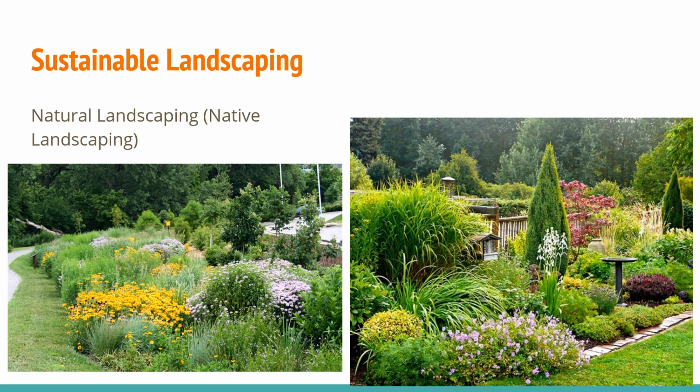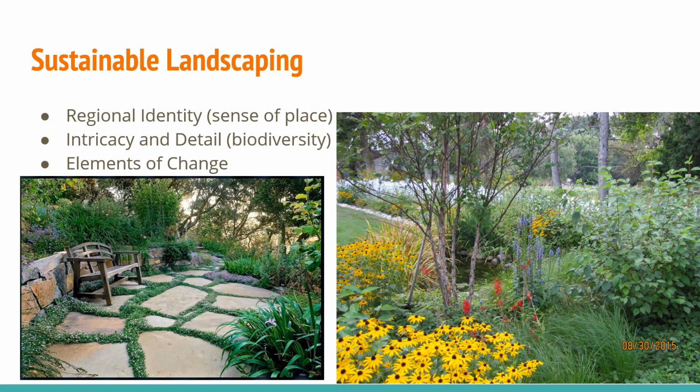Now, with xeriscaping, we don't always have to make it this weird, patchy amalgam of plants. We can strive for natural or native landscaping, which allows not only the building to blend much more with the natural environment, but also better stormwater management and water efficiency, as we're requiring less water to keep these plants healthy and alive. It also promotes a sense of regional identity, intricacy and detail, and elements of change, right? The local fauna is going to change depending on where you are. However, a built McDonald's is most likely going to be the same whatever state you're in.